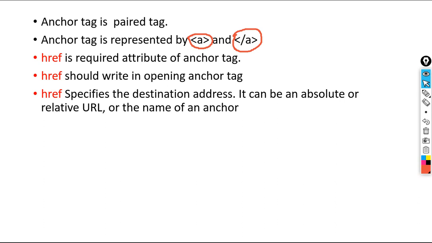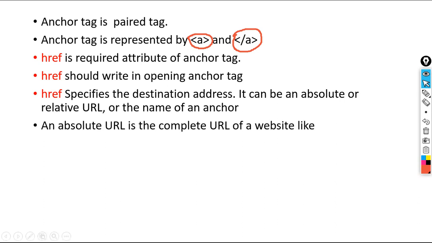What is an absolute URL and what is a relative URL, we have already discussed in our previous sessions. Today I will explain these topics again. Practically you will understand that. And this is new for us, the name of an anchor, that I will show you practically. Now, an absolute URL is the complete URL of a website.